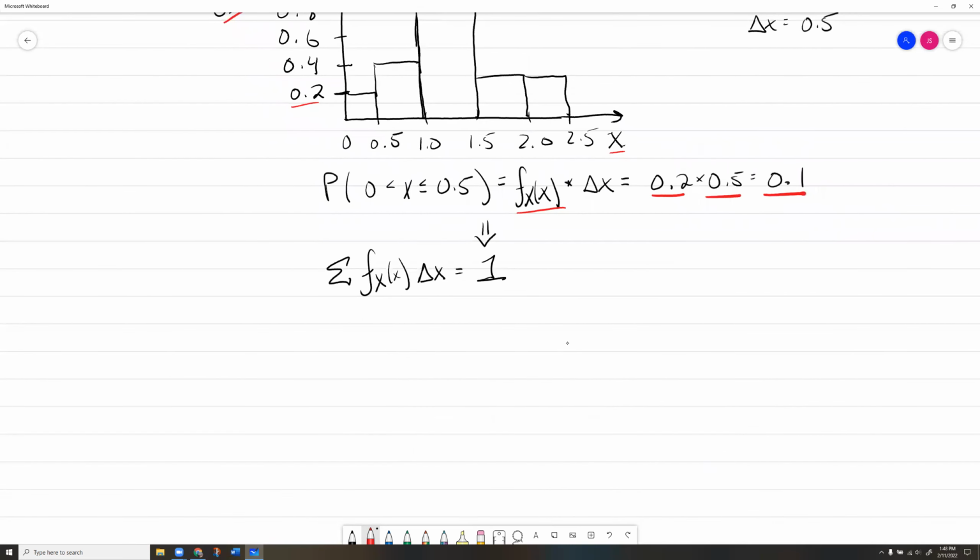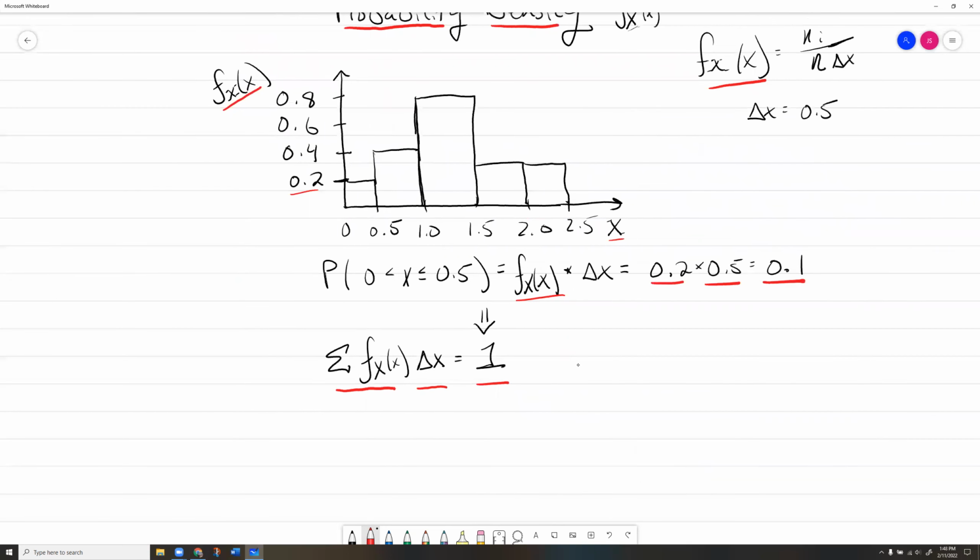And we'll note that if we sum up all of the probability density values multiplied by delta x, we get 1. And what that means is the area underneath this histogram, which is this right here, all of that area sums to 1, which should make sense. The area under this density function is the total probability, which is always 1.